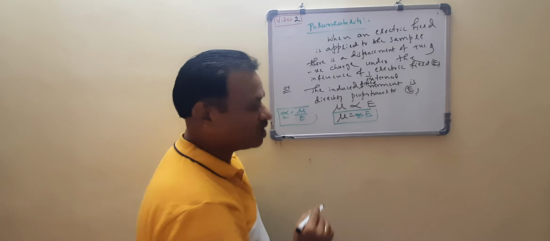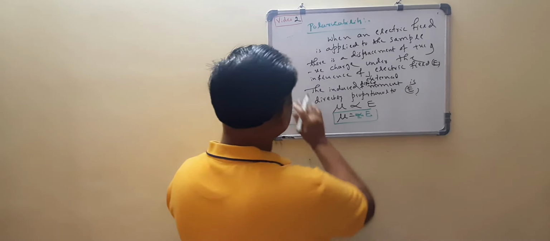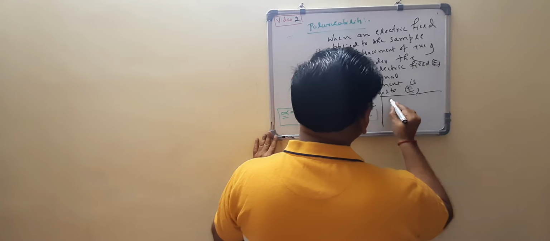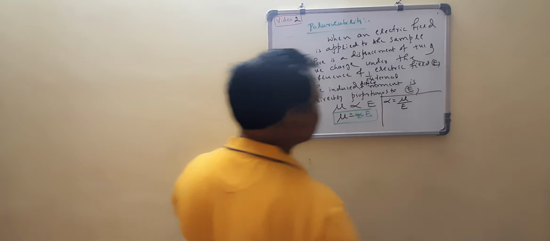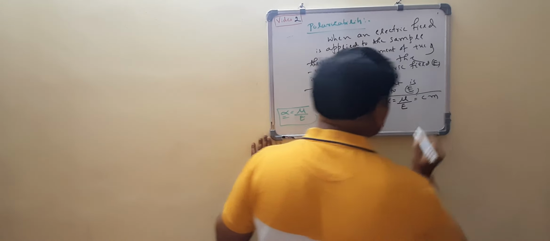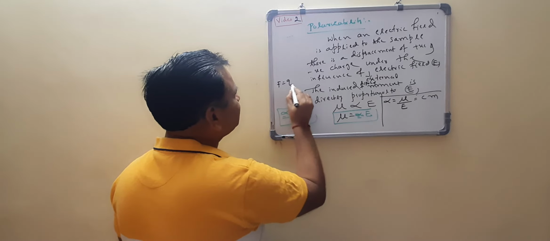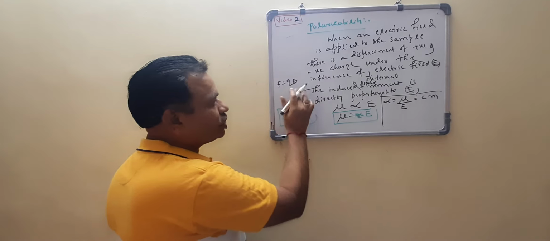This alpha is called polarizability. Then what is the unit of this? I'll tell you this. Alpha equal to mu divided by E. Mu unit, you know that? Coulomb meter. Recall one equation you studied last year: force experienced by a charged particle in an electrical field. F equal to QE.